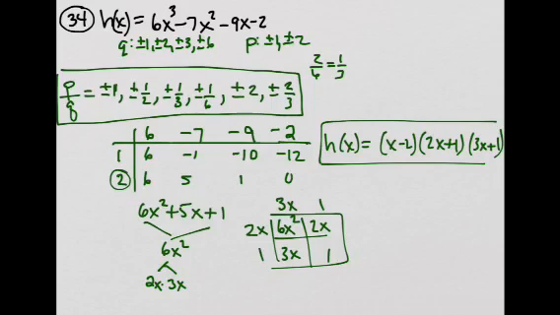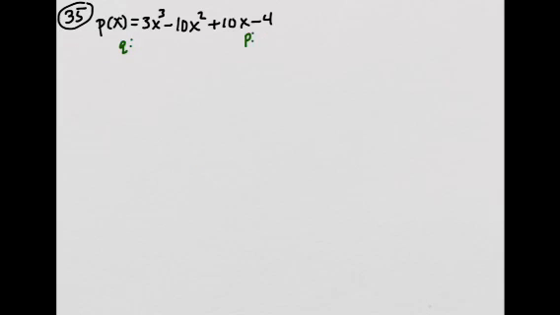Okay, and that's it. So 35, they want you to solve and find all the roots. That means imaginary, irrational, real, rational, irrational, all the roots. This one does not factor by grouping or the box method, so I'm not going to do that. I'm going to have to use P's and Q's.